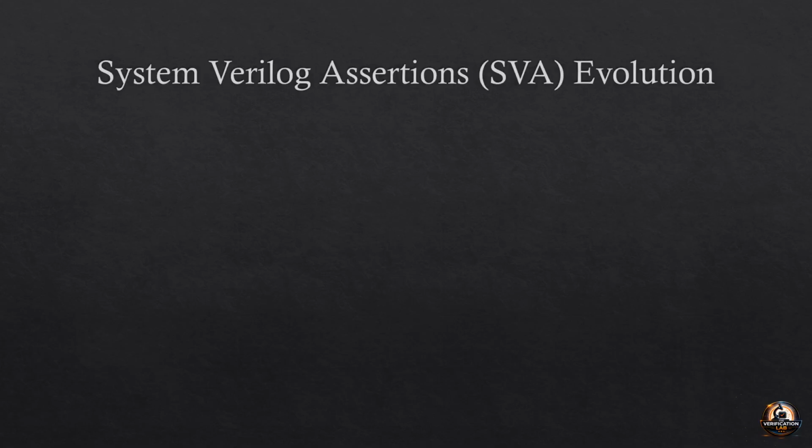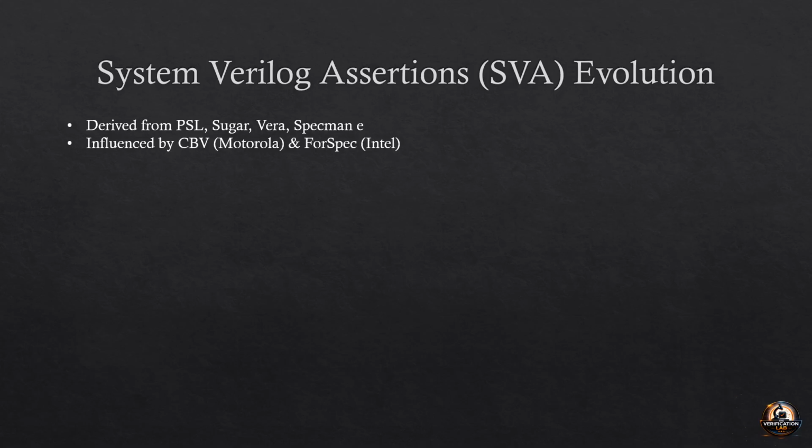SystemVerilog assertion evolution. Assertions are the key strength of SystemVerilog. They allow you to define expected behavior, automatically check correctness during simulation, and detect bugs early in the design cycle. SVA is now an industry standard assertion language. It was derived from PSL, Sugar, Vera, and Specman E. Those are some contributors to the development of a complete assertion language.